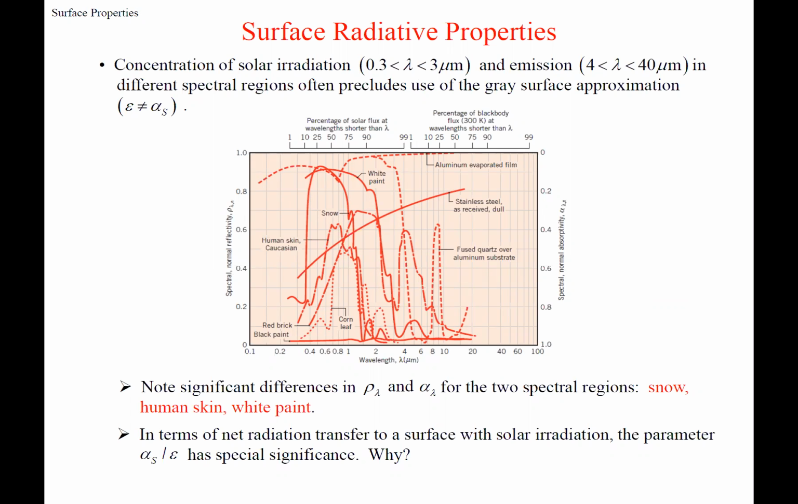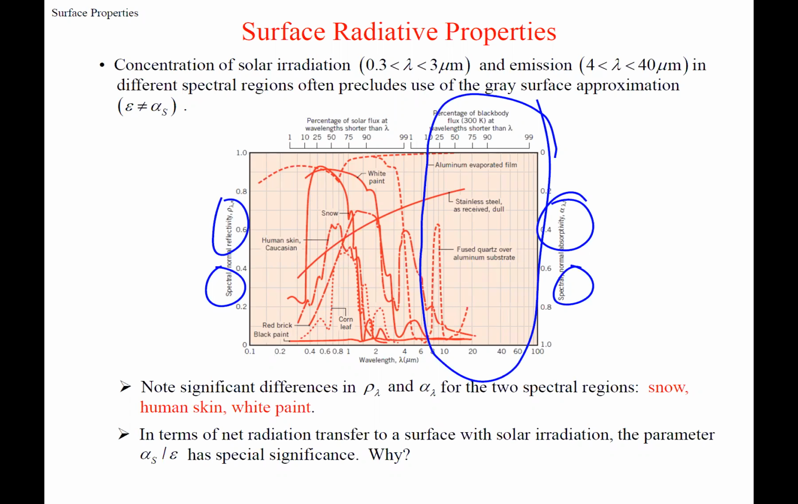And we already talked about these properties of reflectivity and absorptivity with low wavelengths versus high wavelengths. So the short wavelengths from the sun, long wavelengths from the Earth, right?